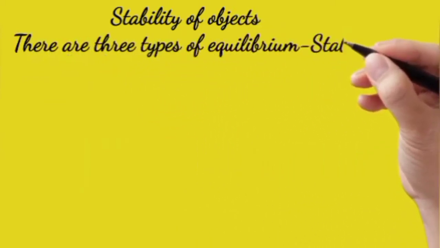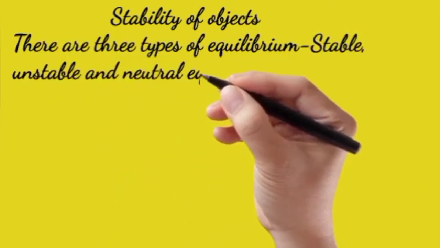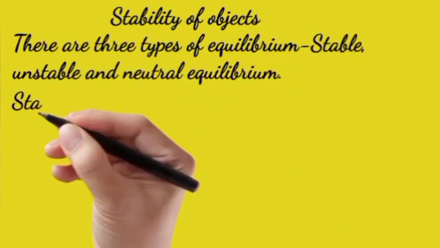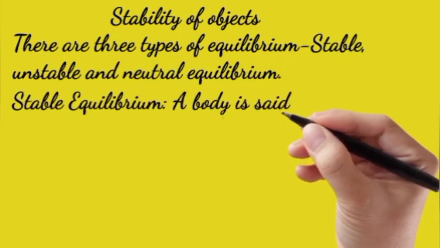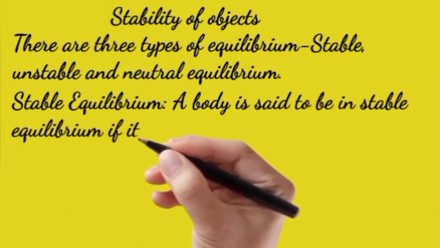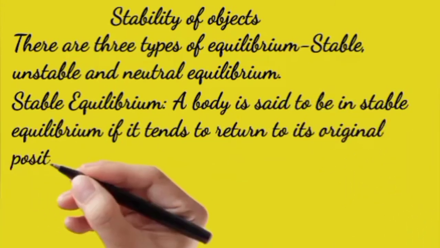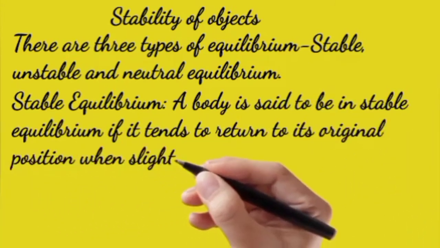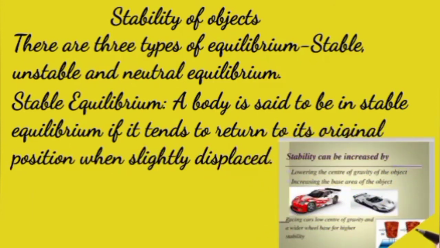Stability of objects. There are 3 types of equilibrium. We have the stable equilibrium, the unstable equilibrium, and the neutral equilibrium. What do we mean by stable equilibrium? A body is said to be in a stable equilibrium if it tends to return to its original position when displaced. Stability can be increased by lowering the center of gravity.